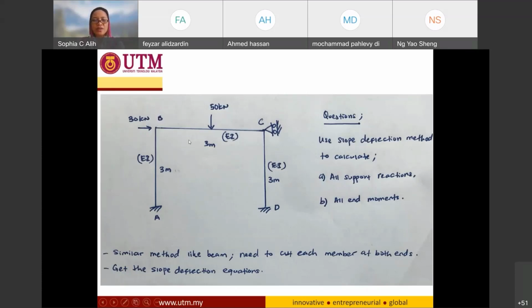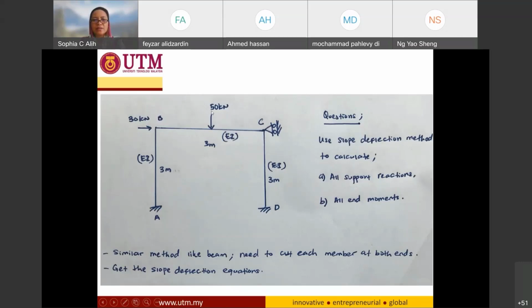We are going to see the full method application for the frame with this one example. Now I have a frame, and for this frame I have three members. So I have member AB, member BC, and also member CD. And this frame is supported with a fixed support at point A and at point D. And it is also supported with a roller support at joint C. And it is loaded with a horizontal load of 30 kilonewton at joint B.